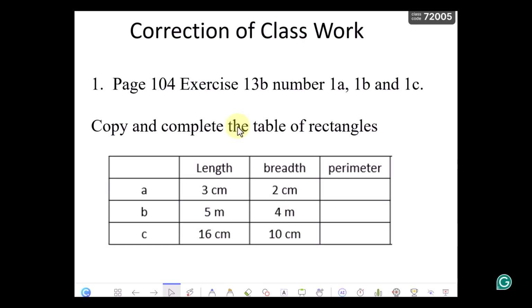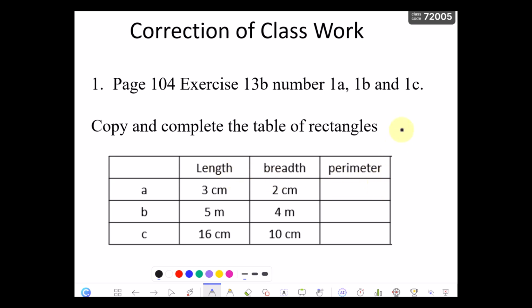So this was the classwork I gave us yesterday. This is the table. I just copied it from the textbook. They say we should copy and complete the table of rectangles. To do this, it's a very simple question. The first one, the length and the breadth of this rectangle is given. They say we should find the perimeter.